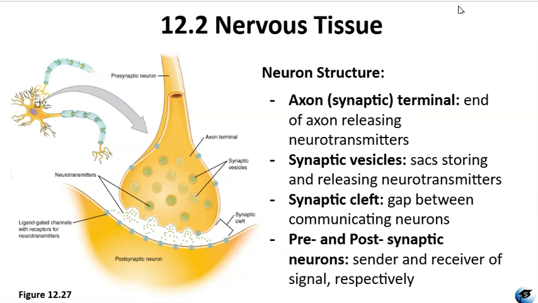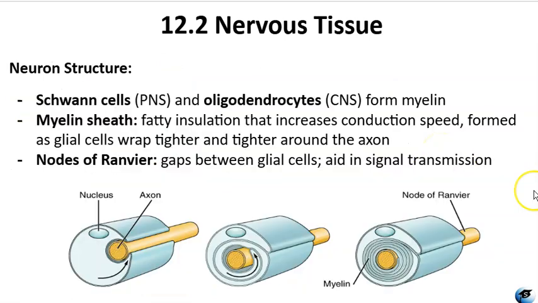A presynaptic neuron is the nerve cell that sends a signal across a synapse, and a postsynaptic neuron is the cell that receives and responds to that signal. Many axons are wrapped in a myelin sheath, which increases the speed of signal transmission. In the peripheral nervous system, Schwann cells form the myelin sheath, while in the central nervous system, oligodendrocytes form the myelin sheath. Myelinated fibers conduct signals rapidly and make up the white matter, whereas unmyelinated fibers conduct more slowly and form the gray matter of the brain.